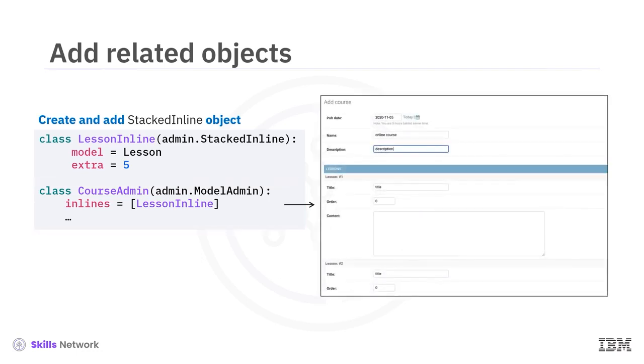After refreshing the page, you can see that a lessons section appears within the course admin form. You can add the title, order, and content of a lesson, which will be added into the course automatically by Django.